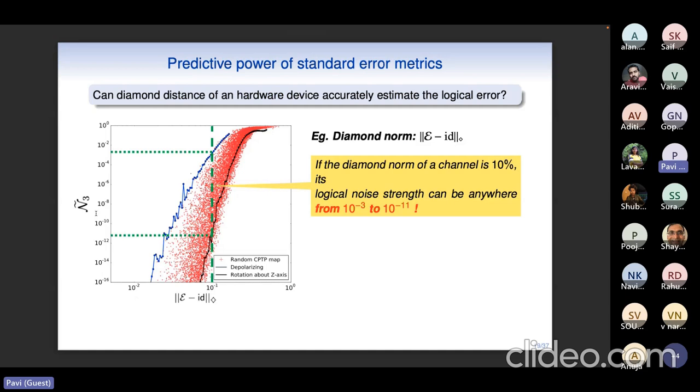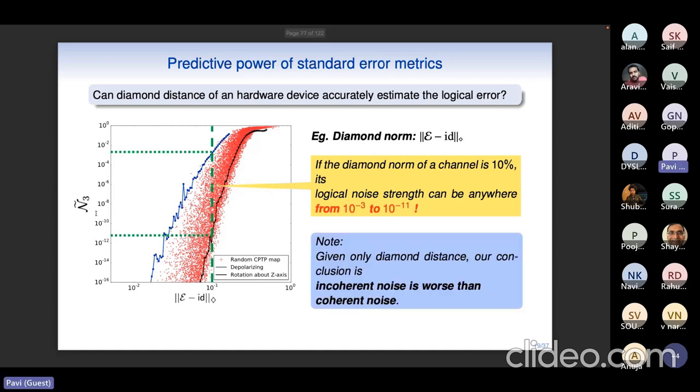Let's take diamond distance. So here, every point is a valid physical noise process. Its x-axis is telling us the physical noise strength according to the diamond distance, and its y-axis is telling us the logical noise strength for some concatenated scheme. Here, we have to note that if I take a vertical cross-section, I'm looking at different hardware settings. I'm looking at different mathematically valid physical noise maps, albeit a simple model of errors, in this green line that have the same value of the diamond distance, in this case 10%. And the spread in the y is telling us the different logical error rates that it can have. Here you see that the spread goes over about 8 orders of magnitude, which means that given only the diamond distance, I cannot accurately say what the logical noise is.